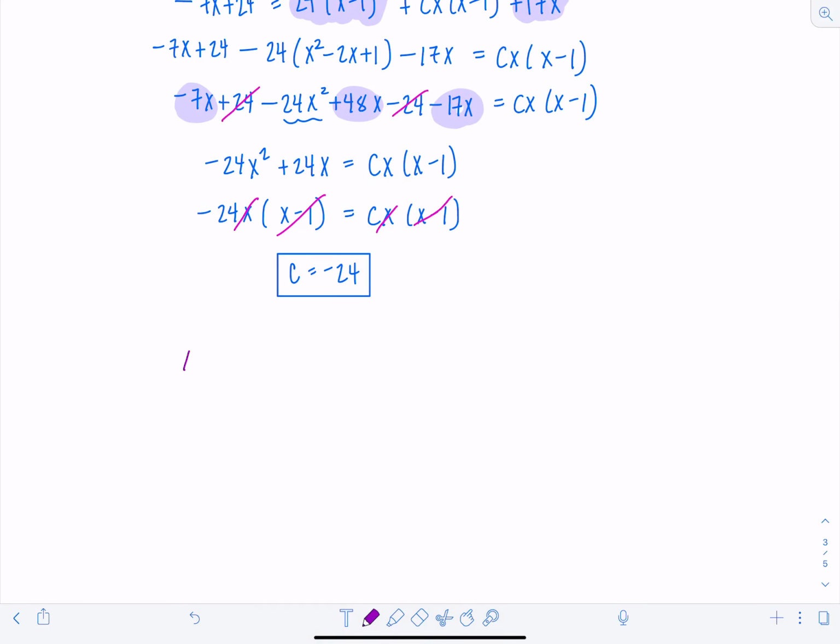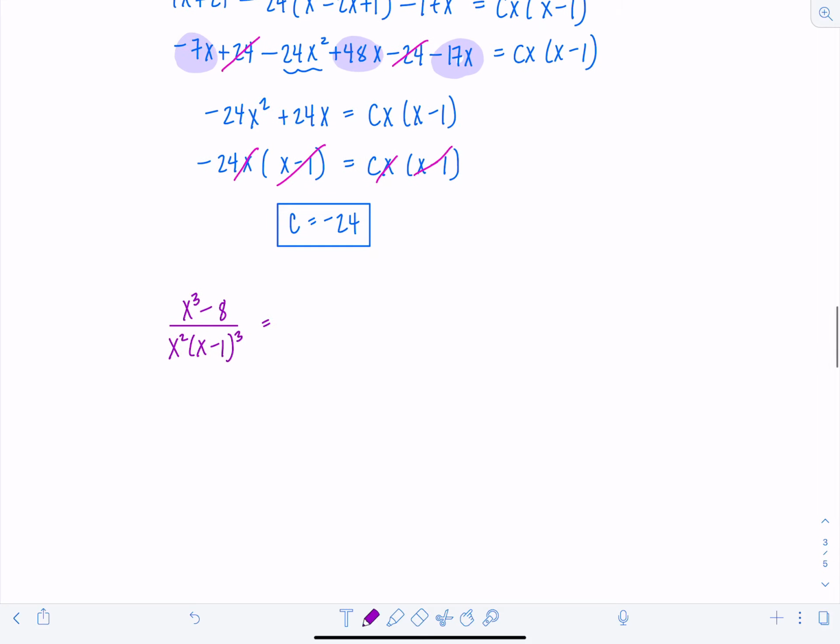We have (x cubed minus 8) over x squared times (x minus 1) cubed equals, and then we had a over x, so 24 over x, plus b was 8 over x squared, plus c is negative 24 over x minus 1, plus d was 17 over (x minus 1) squared, plus e was negative 7 over (x minus 1) cubed.